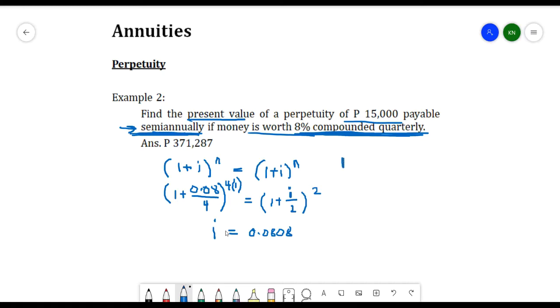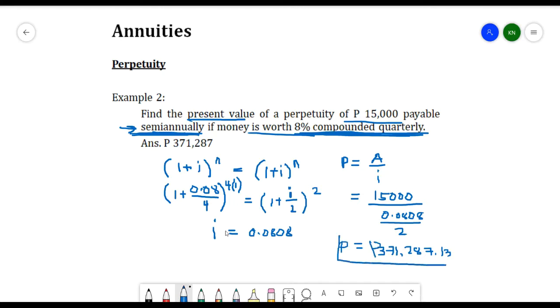So we can already use this interest rate to solve for the present value of the money. We have here P is equivalent to A over I. This is the formula of perpetuity. And we have 15,000, and it is payable semi-annual. So we need to divide our interest rate by 2 since we are paying twice a year. If you calculate this one, this is equivalent to 371,287.13 pesos. So this is now our present worth.